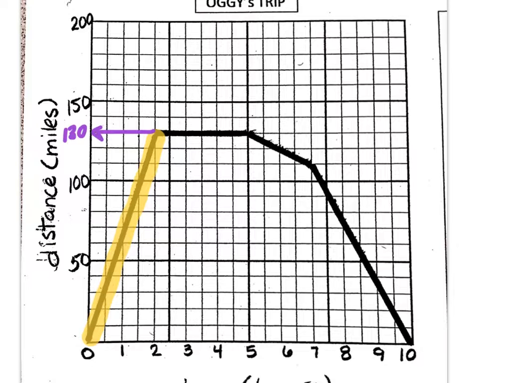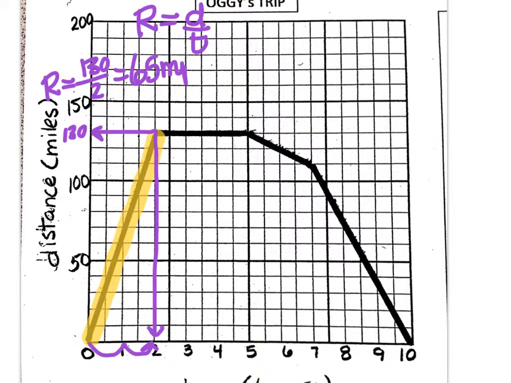So I can use our equation that we've been using, which is r equals distance divided by time. And we can see that we went 130 miles. So r equals 130. Now, if I took this point all the way down and looked at how much time we spent, 2 hours. We went 1 hour, 2 hours. So we're going to divide that by 2. So we know that our rate is 65 miles per hour for our first leg.